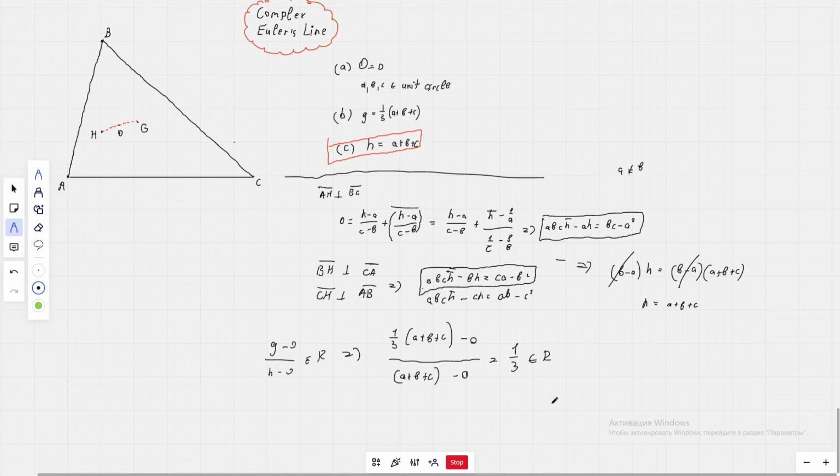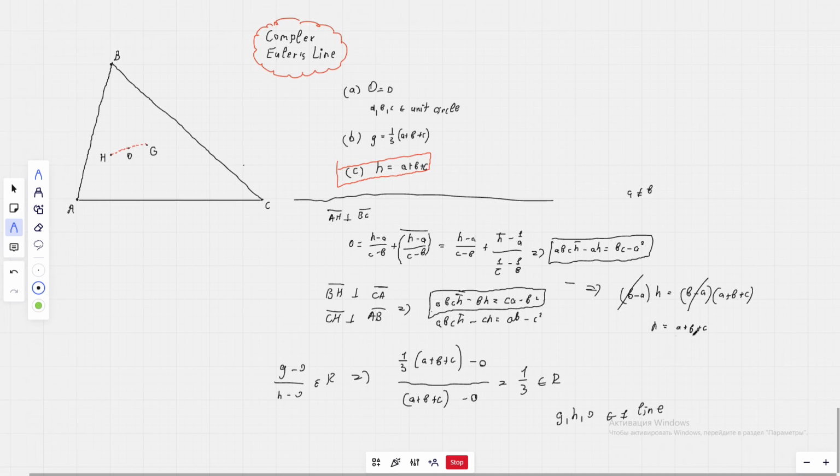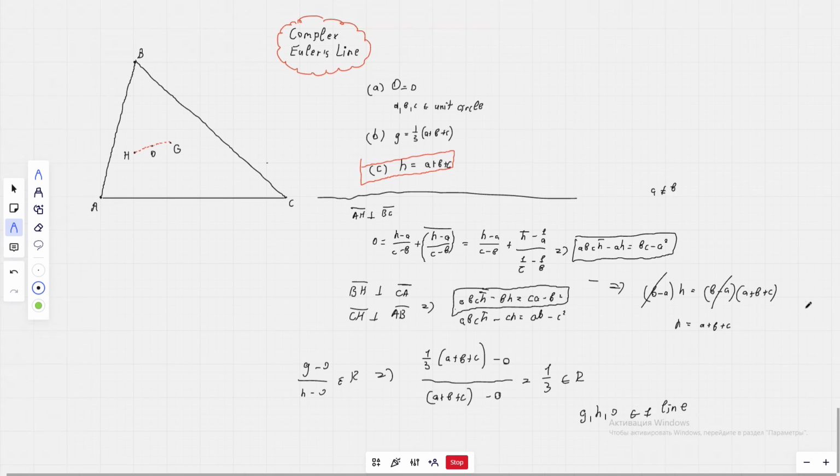So yeah, that's how we get that G, H, and O lie on one line. So this is a really easy version of the proof. Okay, now let's move on to some other problems.